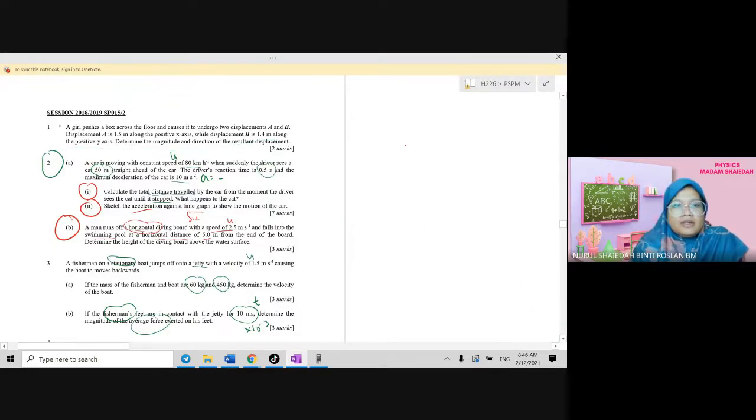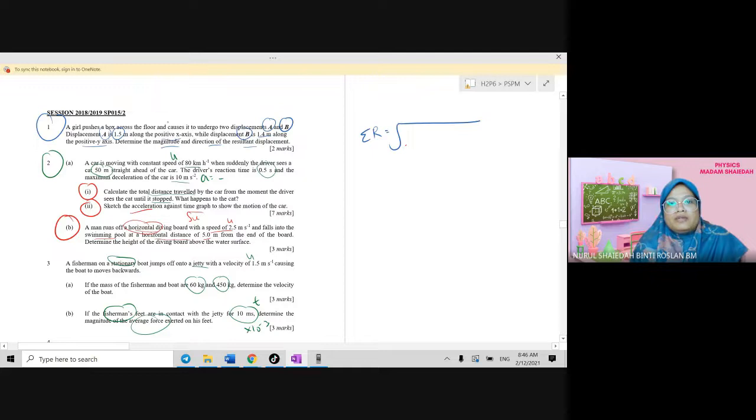Okay, kita tengok ni. A girl push a box, a floor, causing this undergo to displacement A dengan B. Displacement A adalah 1.5 meter along positive X, B is 1.4 meter along positive Y. Determine the magnitude and direction of resultant force. Lagi senang. So resultant awak, kita buat summation lah. Summation R, resultant square root sebab dia A dengan B.